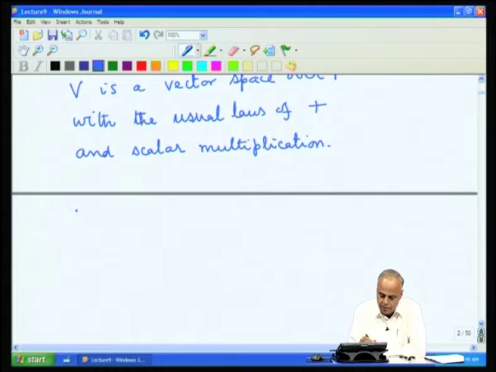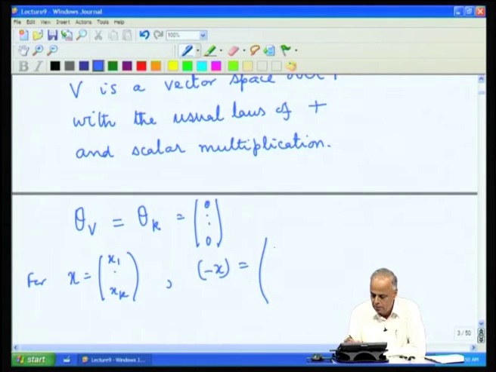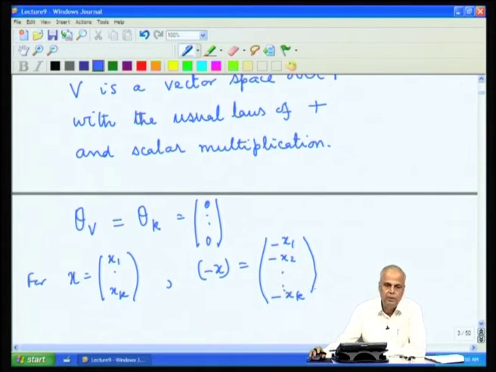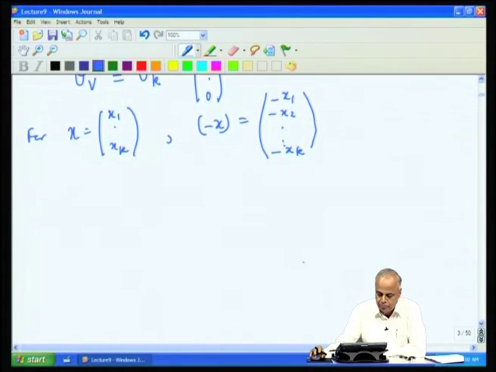In this vector space, the 0 vector is theta k again, which is 0 0 0, and for x equal to x1, x2, xk, the negative vector is minus x1, minus x2, minus xk. Since x1, x2, xk are complex numbers, minus x1, minus x2, minus xk are also complex numbers, and therefore this vector we have defined, minus x, also belongs to C k.